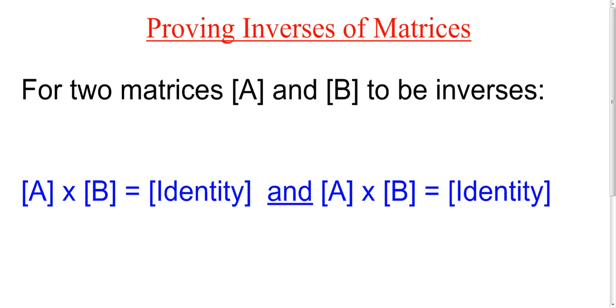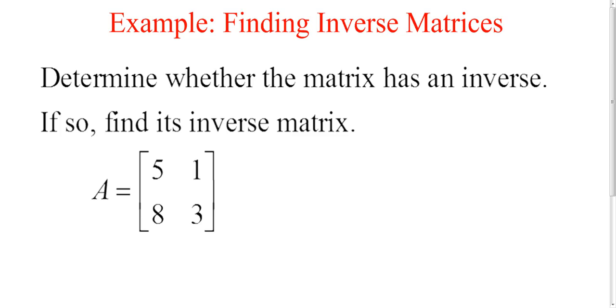Okay, and then in order to prove that two matrices are inverses of each other, you have to take A times B and get the identity matrix. And remember that the identity matrix goes something like this. 1's in the main diagonal, okay, 0's everywhere else. So I have to take A times B and get an identity matrix, and then I have to do it in reverse order, B times A, and also get the identity matrix. And I have to do it both ways. I can't just do it one way, okay?